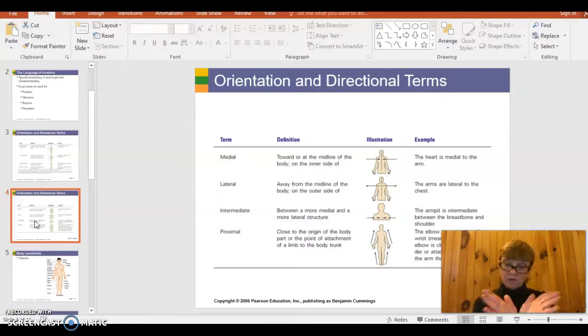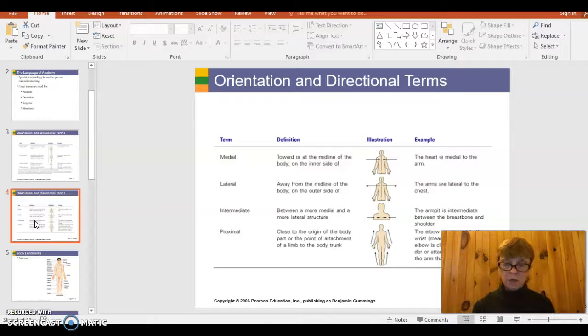Lateral is the opposite direction. It's away from that middle. So here we have the sagittal, and lateral is going away from that to the outer areas of the body. So the arms are lateral to the abdominal cavity or the chest cavity. We're ignoring intermediate. That will not be on your test. And now we're going to proximal, and notice what you see on your screen.